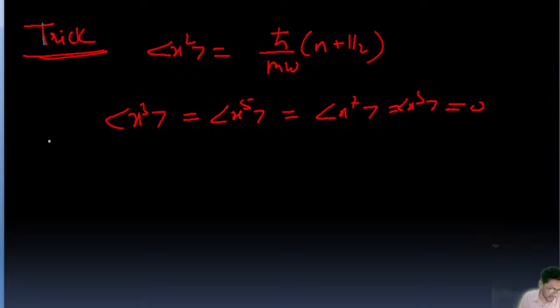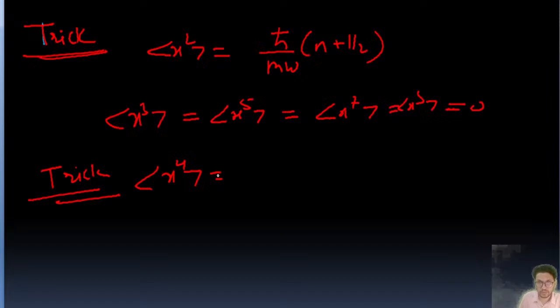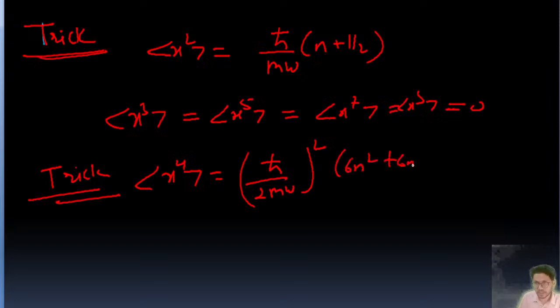If you want to know the trick, the expectation value of x to the power 4 is a formula you need to note down: h cut upon 2m omega whole square, times 6n square plus 6n plus 3. So you can easily find the expectation value if you know this formula.